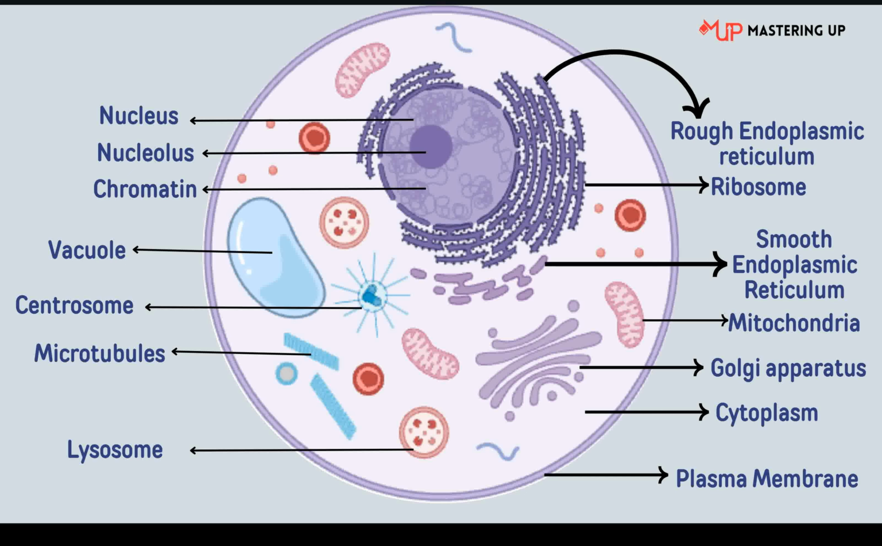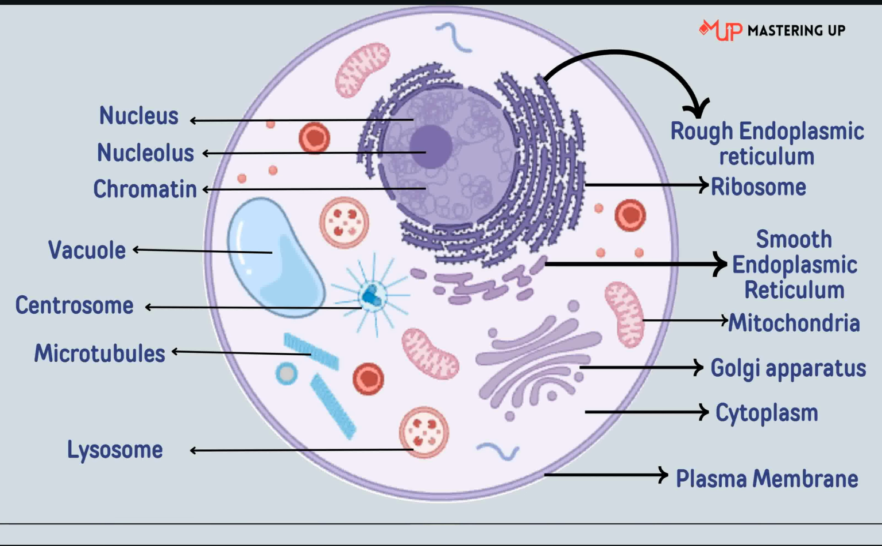You can see the cell membrane or the plasma membrane, which surrounds the entire cell and acts as a barrier between the inside of the cell and the external environment. The membrane is composed of a lipid bilayer with embedded proteins that control the movement of substances in and out of the cell.